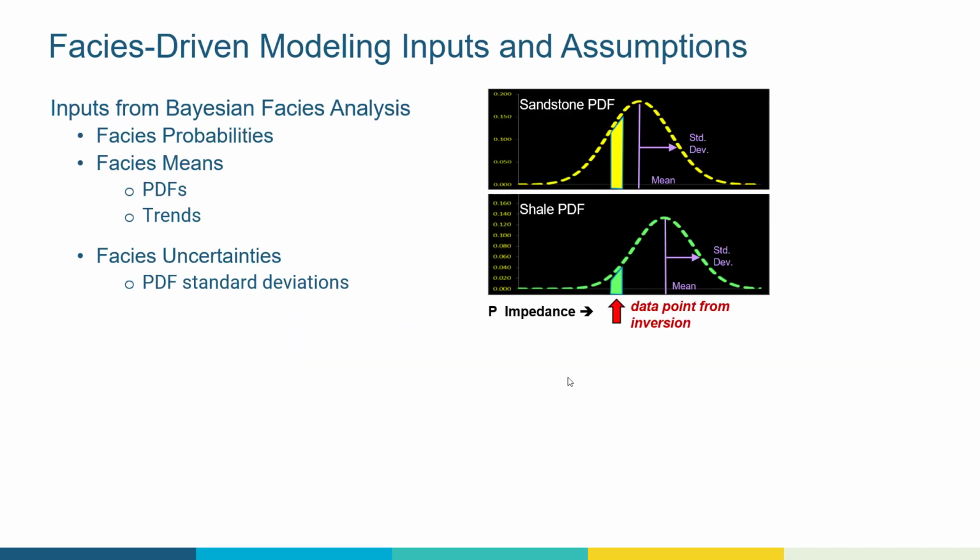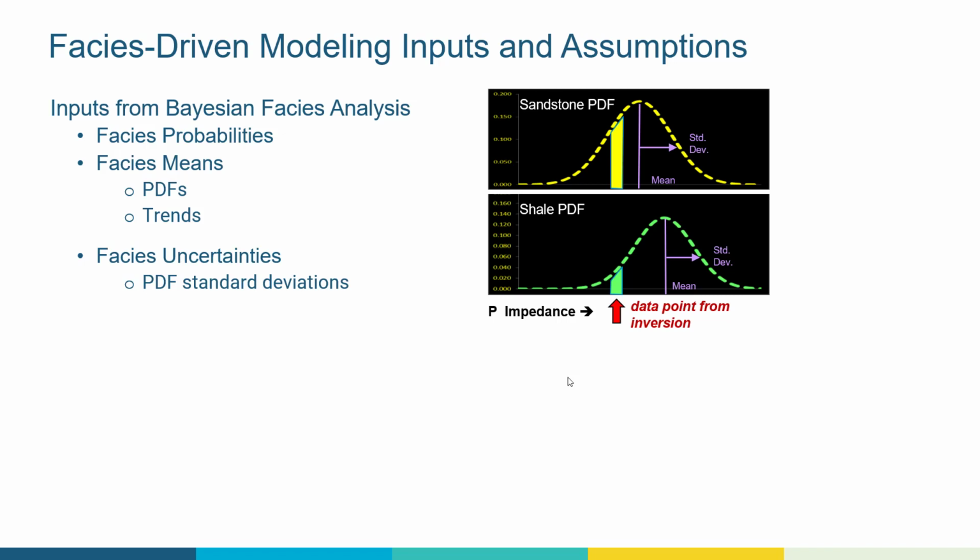Looking now at the inputs to our procedure, the inputs come from the Bayesian Facies analysis in the form of those Facies probabilities that I just talked about, and also Facies means. Now the means could come from the probability density functions that we used in the Facies analysis, or per Facies trends. It's sort of your choice on that one.